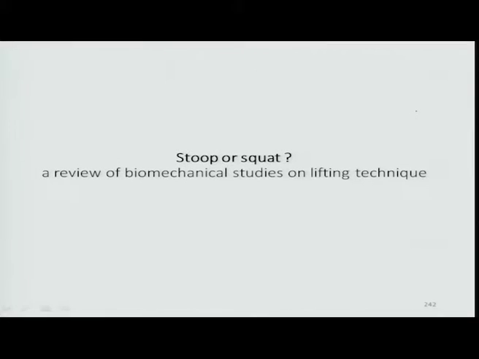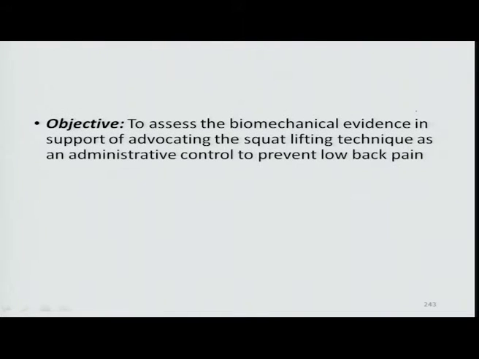We were in the last lecture trying to do a case study regarding two different positions of lifting, that is the stoop lifting or the squat lifting. And in context of that, we had looked at how biomechanically we could classify these two techniques as more convenient or less convenient. The objective here was to assess the biomechanical evidence in support of advocating the squat lifting technique as an administrative control to prevent lower back pain.